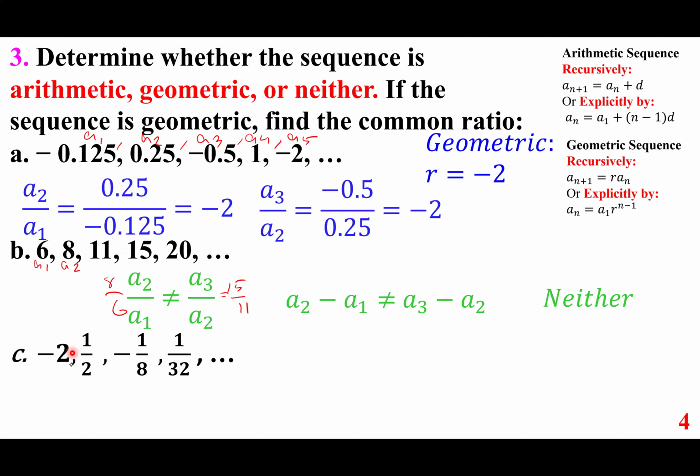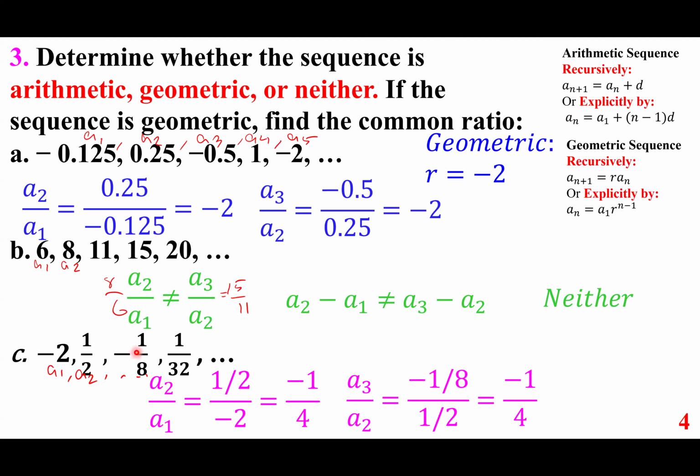Over here, let's divide 1/2 by negative 2. Again, this is a sub 1. This is a sub 2, and so on, right? So if I divide a sub 2 by a sub 1, and if I divide a sub 3 by a sub 2, so 1/2 over negative 2, and negative 1 over 4, both of them are the same, negative 1 over 4. If I divide a sub 3 by a sub 2, meaning negative 1 over 8 over 1/2, I get also negative 1/4. That means this is a geometric sequence.